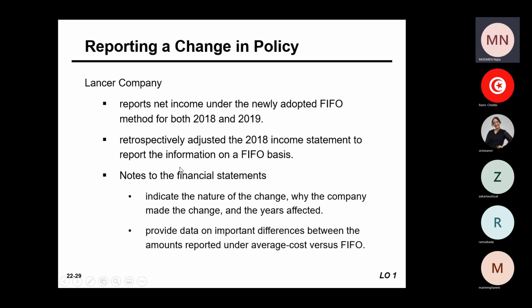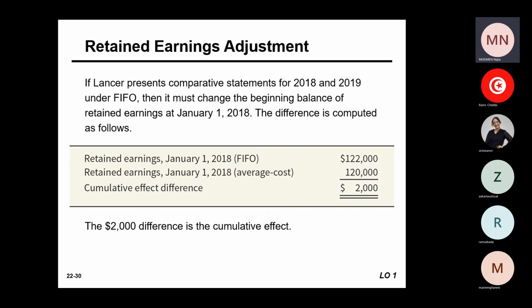And of course, in the notes disclosure, again, we have to explicitly describe the nature of that change, the motivation for that change, and of course, what were these affected, to the extent practicable. And we have to provide this important data on differences between amount reported under average cost versus the FIFO method. So if we take a look at the retained earnings and how this retained earnings will be impacted by that adjustment.